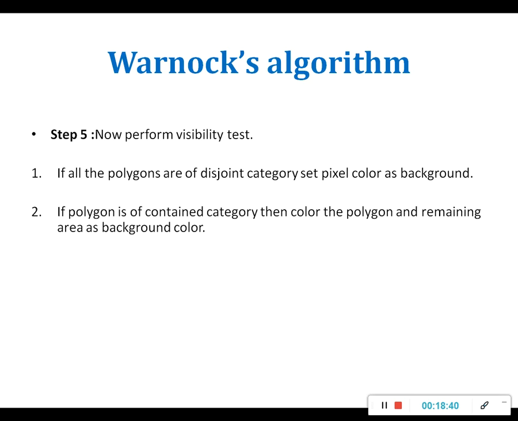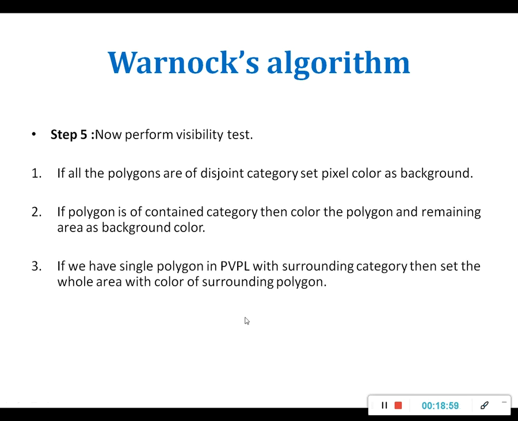Then the second step of step number 5 is, if the polygon is of the content category that we have seen in the previous slide, a content category polygon, then the color of the polygon and the remaining area gets a background color. So we are going to give one color to polygon P1, and then the remaining area will get the background color. Okay, so this is the content category.